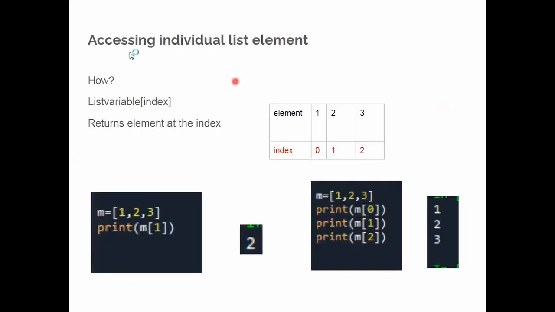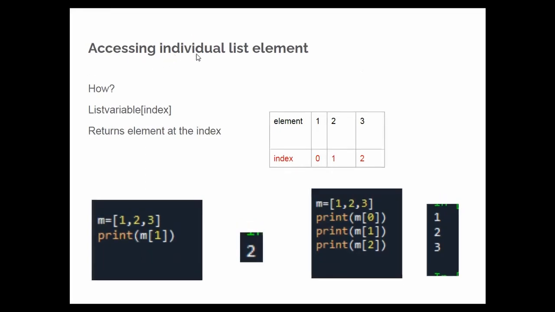Now, how to access the different elements of the list. For accessing an individual element of the list, we have to use this method: the list variable, and within the square brackets I write the index. Now what is an index? Let's take an element of the list. Here we have M as a list which contains the elements 1, 2 and 3.